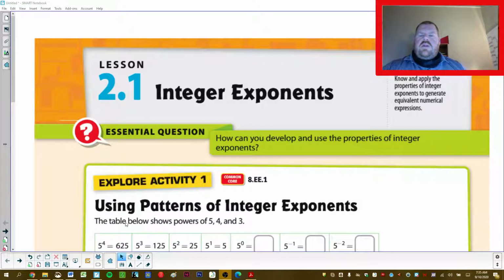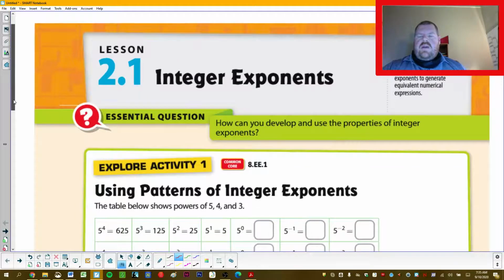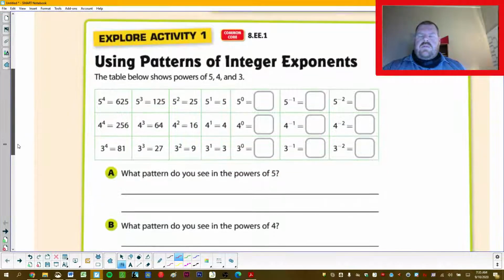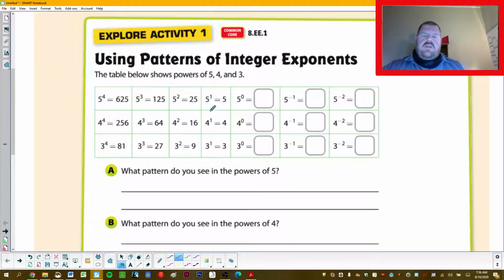Today we're talking about integer exponents, and in doing so we're going to be reviewing just a little bit about what exponents are and how they work. So to start here, I just want to look at this table and see what's going on, try to figure out what we're looking at here. So I'm going to look at the values first. I see 625, 125, 25, and 5. And I'm trying to figure out how we progress in that list.